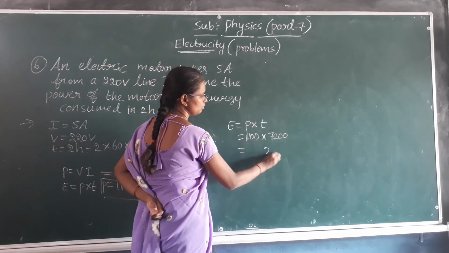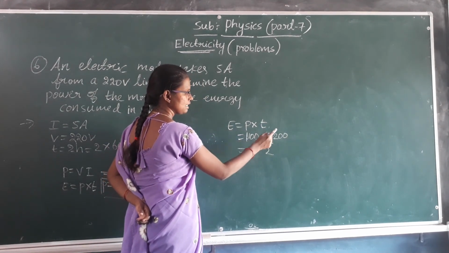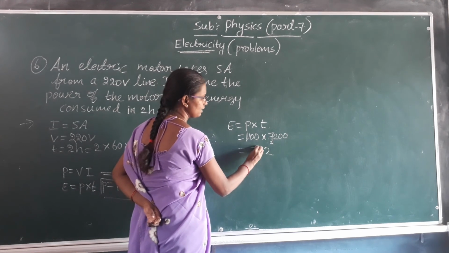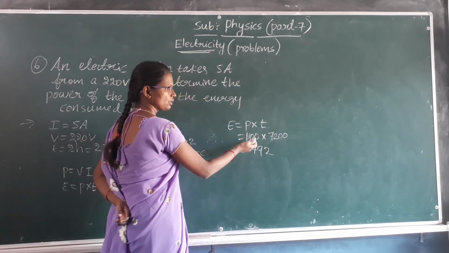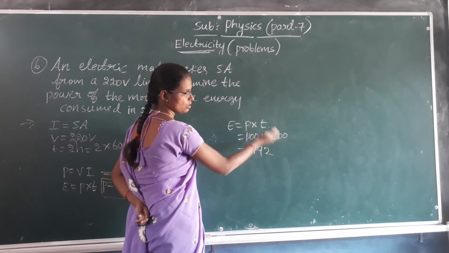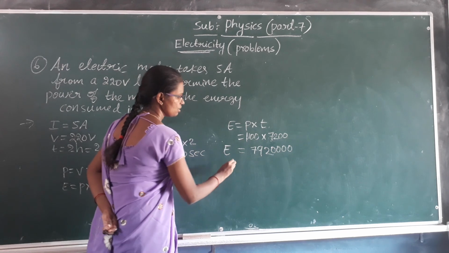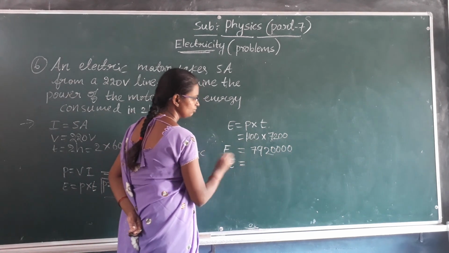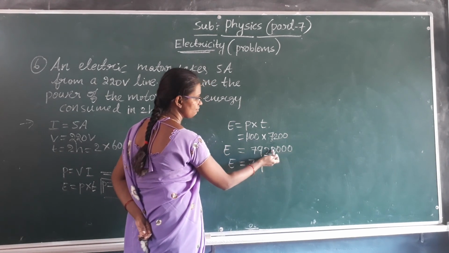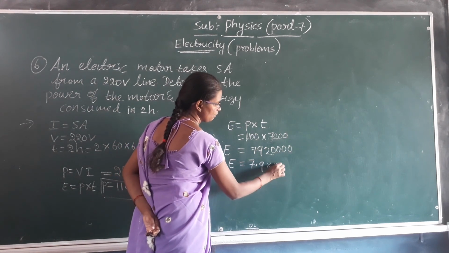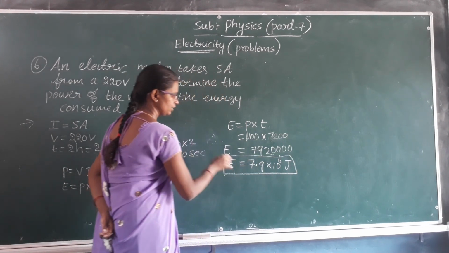11 2 is 22, 2 carry. 11 7 is 77, 77 plus 2, 79. How many zeros are there? 1, 2, 3, 4. So we can apply this rule when we are getting more zeros. So 4 zeros. So this is the energy consumed. Again we can write it in short form, that is 7.9. Afterwards how many digits are there? 1, 2, 3, 4, 5, 6, into 10 to the power of 6 joules. So this is the value of energy consumed.